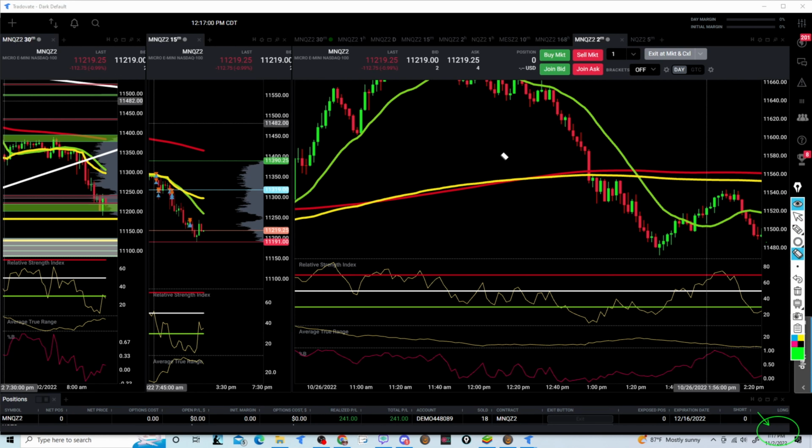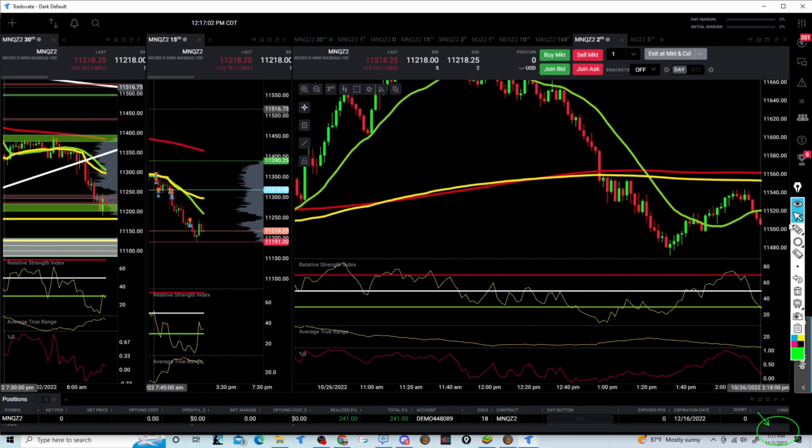So when you have areas like this where everything is overextended, the odds are now in your favor to take the opposite side. But we're not there yet, so don't focus on that. Shouldn't have even said it.